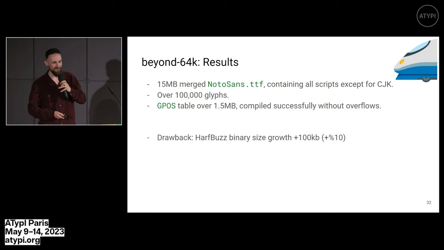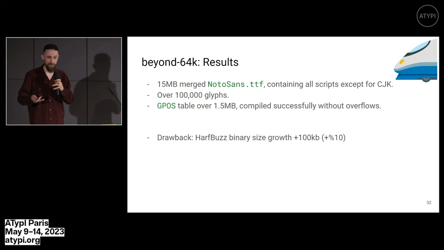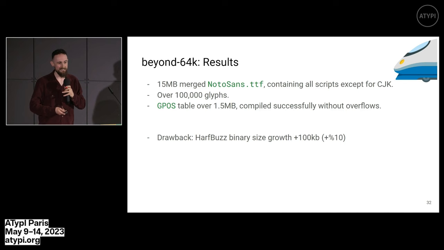And the work that's been done on the GPOS table aspect is also, I think, very promising, with the GPOS table over 1.5 megabytes, yet without any overflows. A catch to this is that the improvements needed in HarfBuzz to make this work are quite a lot of code in the binary. So the binary of the HarfBuzz library has grown by around 10%, 100 kilobytes. And while we're talking about a 15 megabyte file, that 100 kilobytes can be significant in system software.